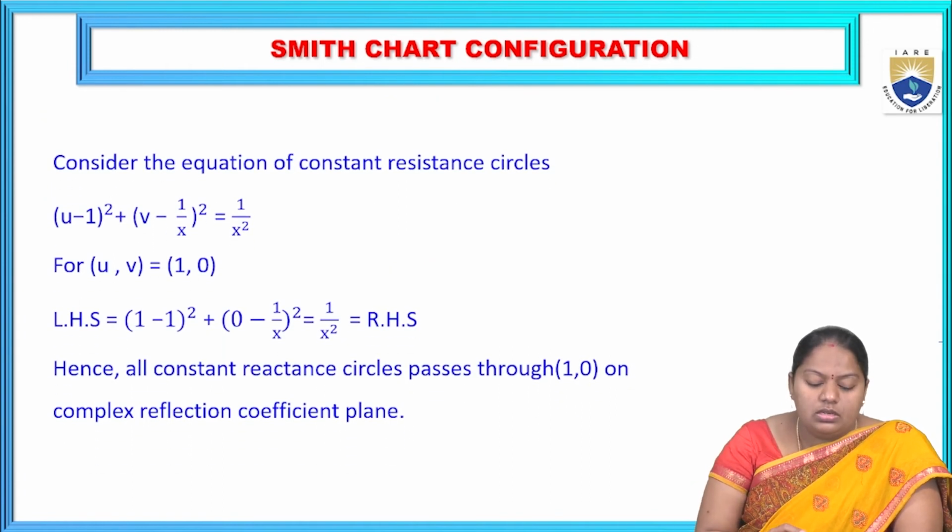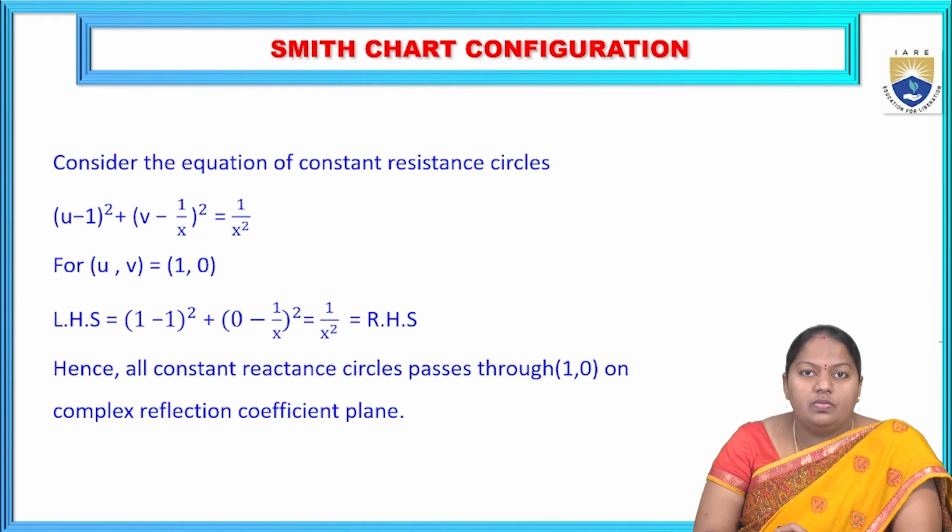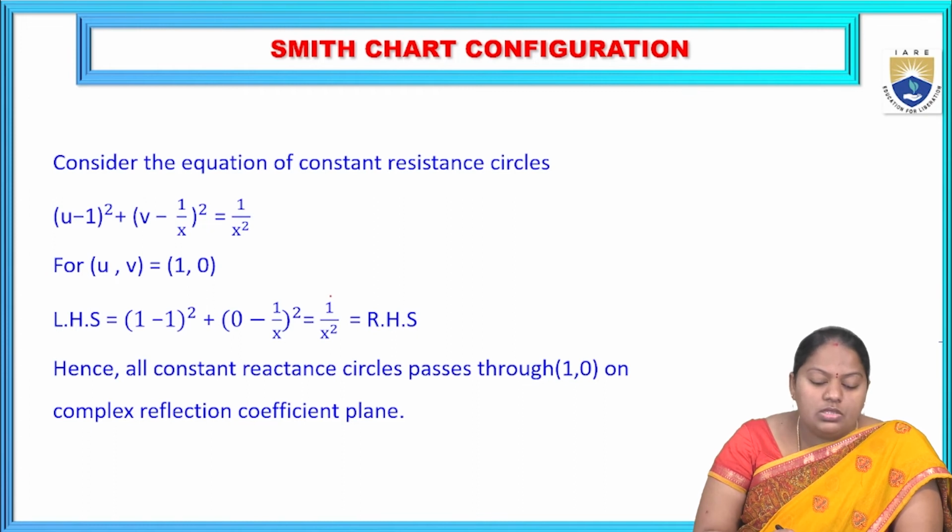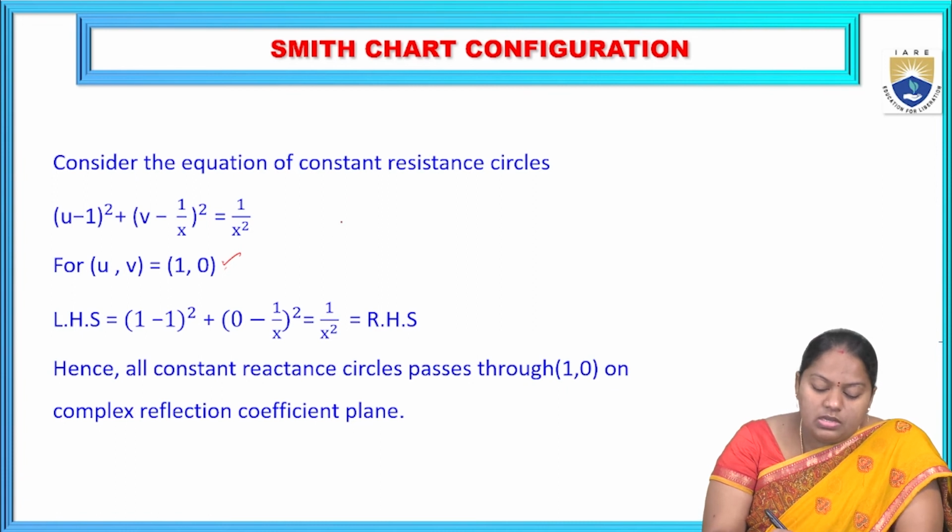now consider how the LHS and RHS are the same. From this, the constant reactance circles need to be drawn. So consider the equation of constant reactance circles, that is (u minus 1) whole square plus (v minus 1 by x) whole square equal to 1 by x square. Now again, consider the values 1 comma 0 as u comma v, and suppose we take the LHS part first.